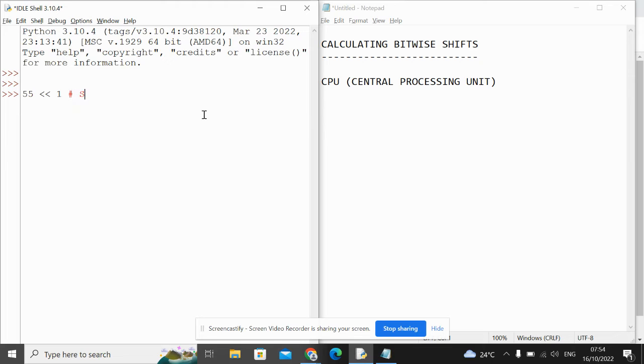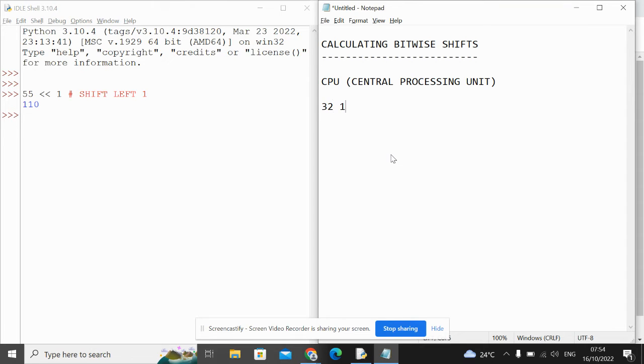55 shift left 1 gives you 110. Well, you can see what's happening here. The number 55 is being doubled once to get 110. So what does the processor do at that point? First of all, it already knows the binary number 55. So we'll agree that this is 55 in binary.